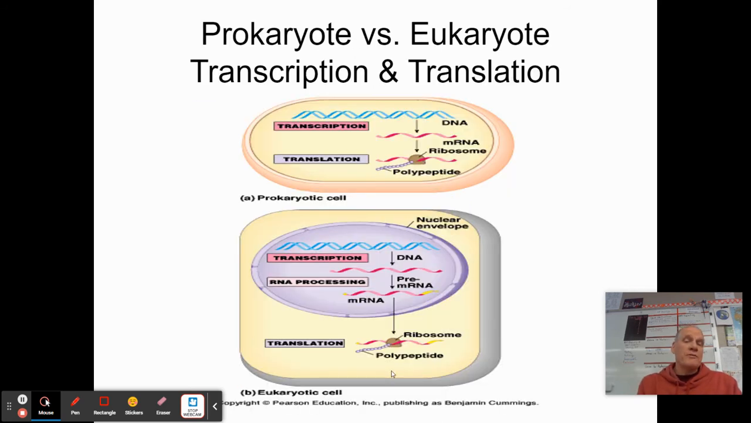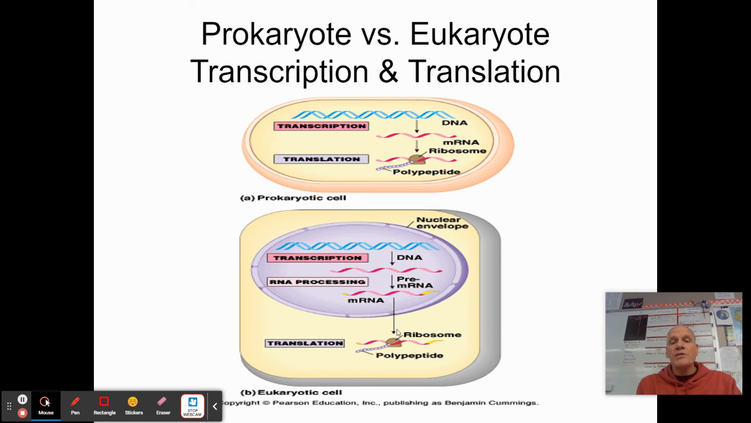Also, there are some differences in prokaryotes versus eukaryotes in these two processes of transcription and translation. Since we looked at a eukaryotic cell first, let's look at it down here at the bottom. In a eukaryote, transcription occurs in the nucleus. There's also this process we call RNA processing, which we'll discuss next week.